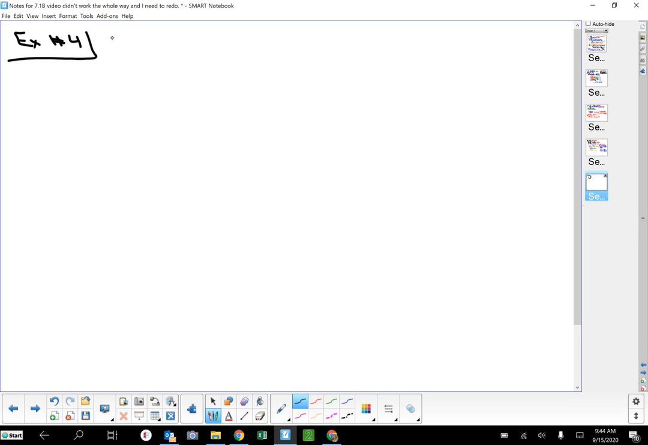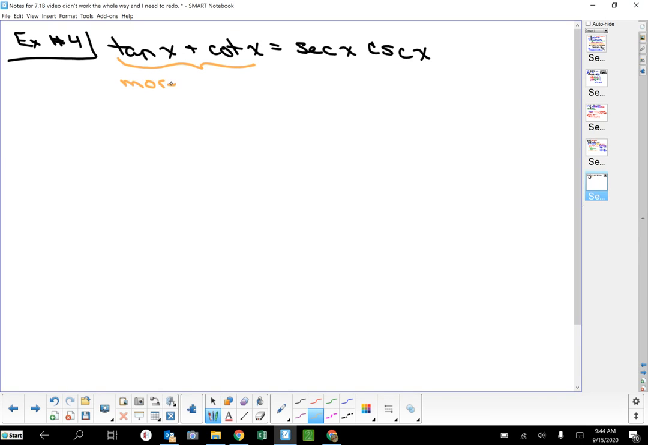And this is tangent x plus cotangent x equals secant x cosecant x. And it's always easier here to deal with addition and subtraction. This is actually the more difficult side if you're unsure. So we can always add like terms and get these into like fractions.